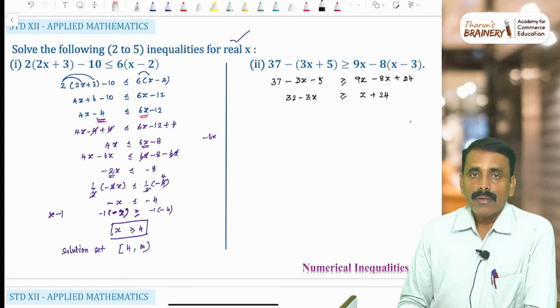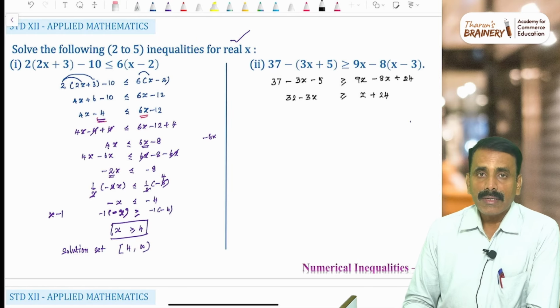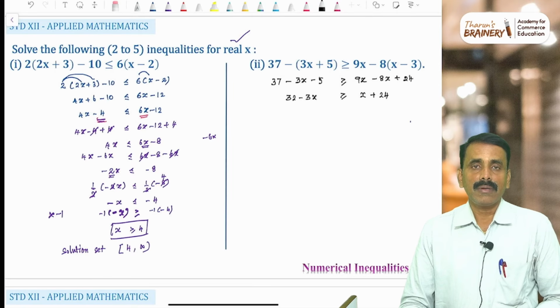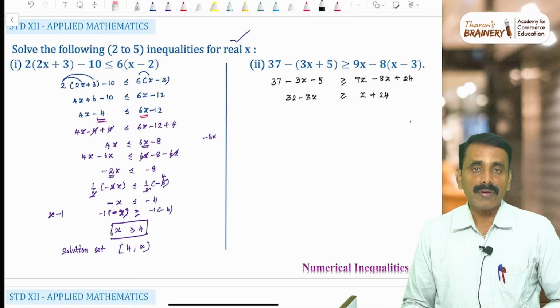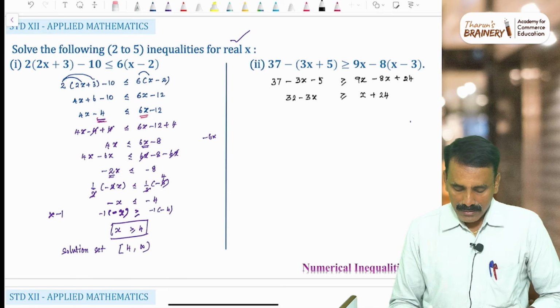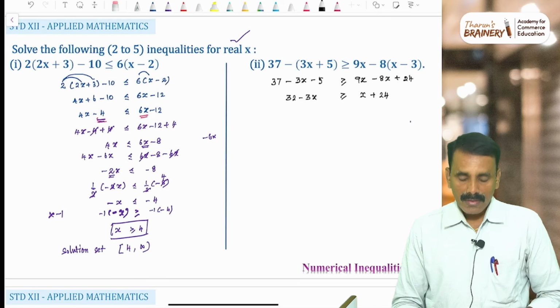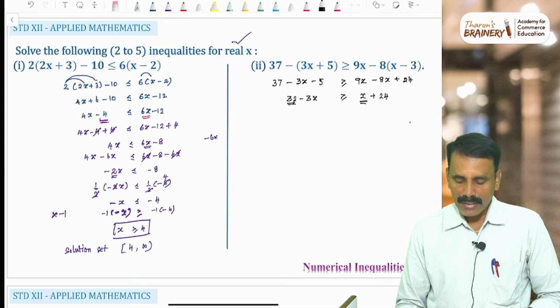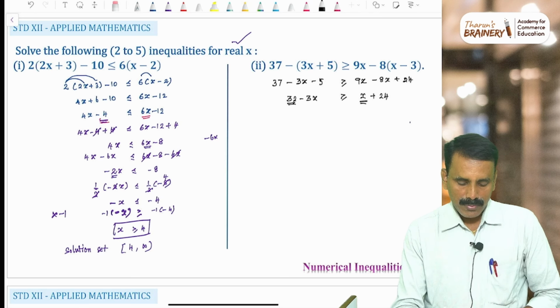Okay. Now we have one x term, one constant term on the left hand side. Similarly, one x term and one constant term on the right hand side. So now we can simplify this further to find the solution for x. Now what is our target? How to get the value for x? We must try to eliminate 32 on the left hand side, and we try to eliminate x on the right hand side. So how to proceed?